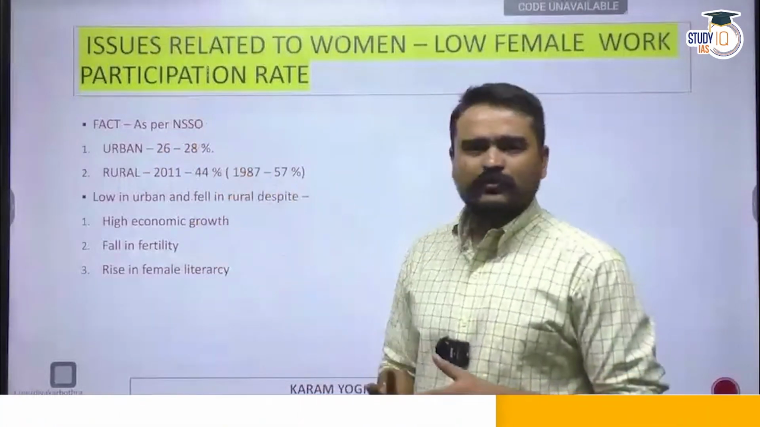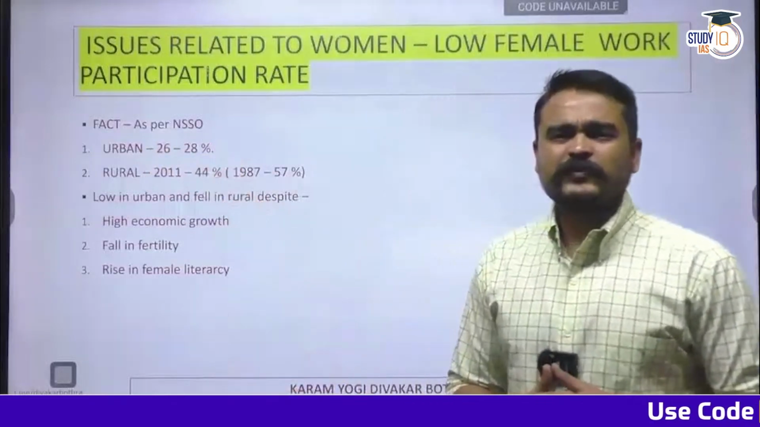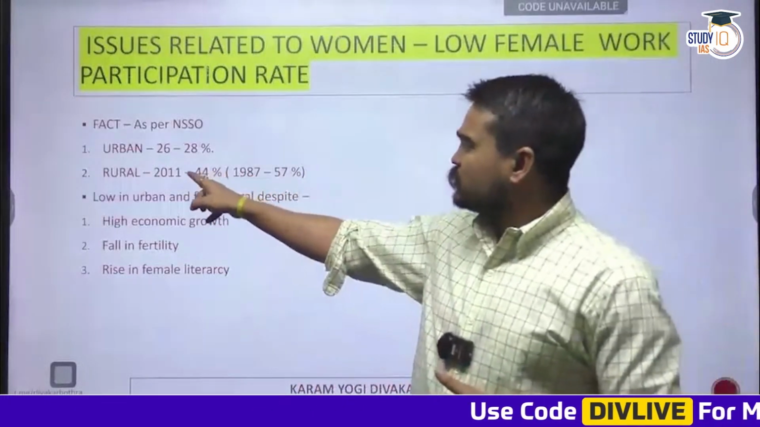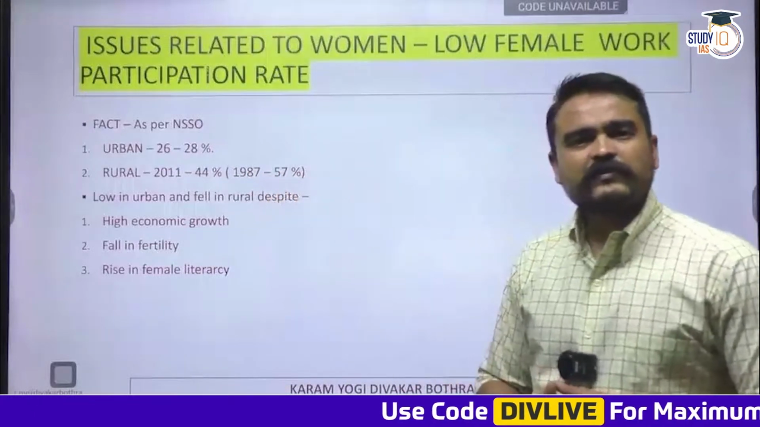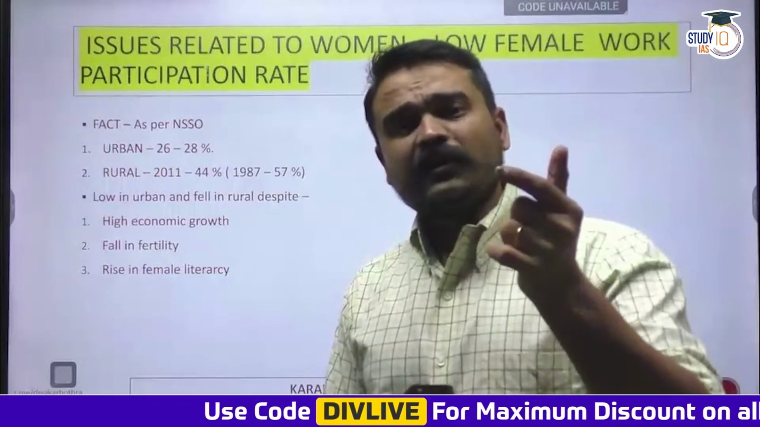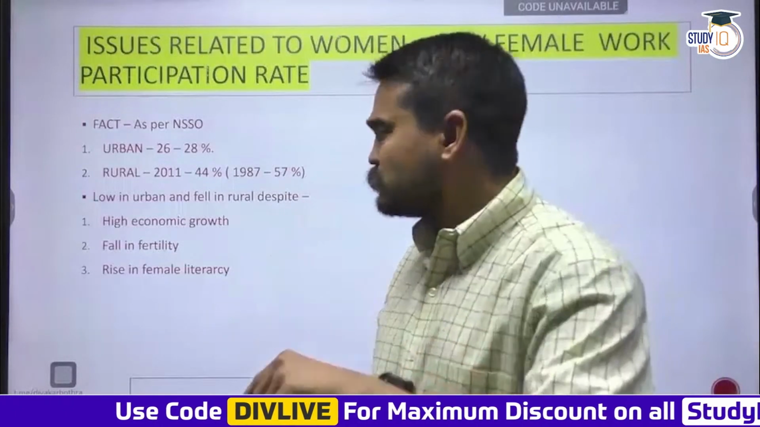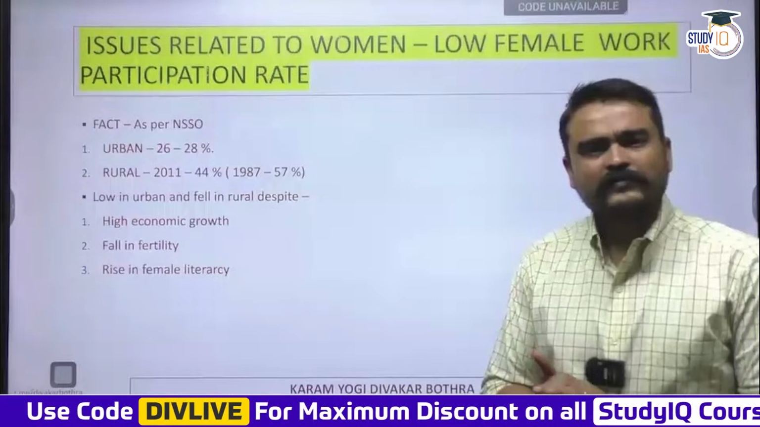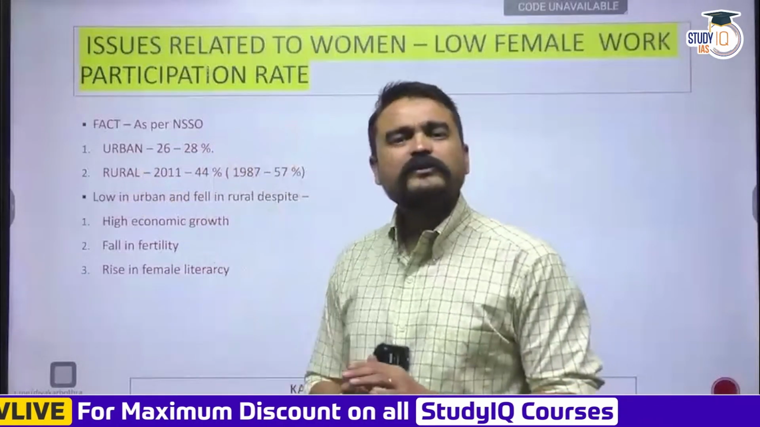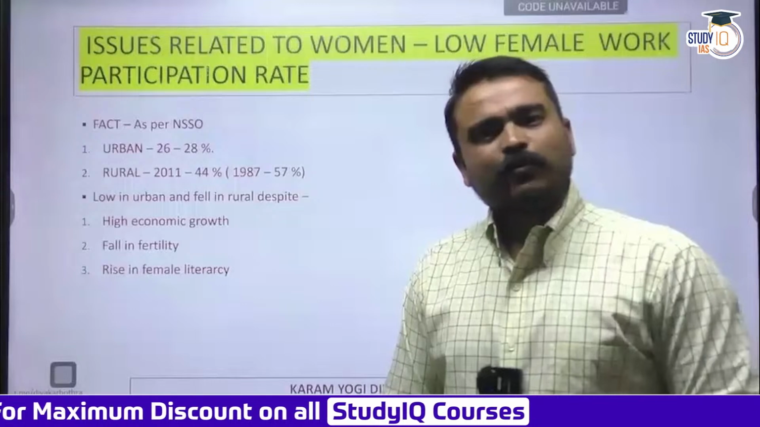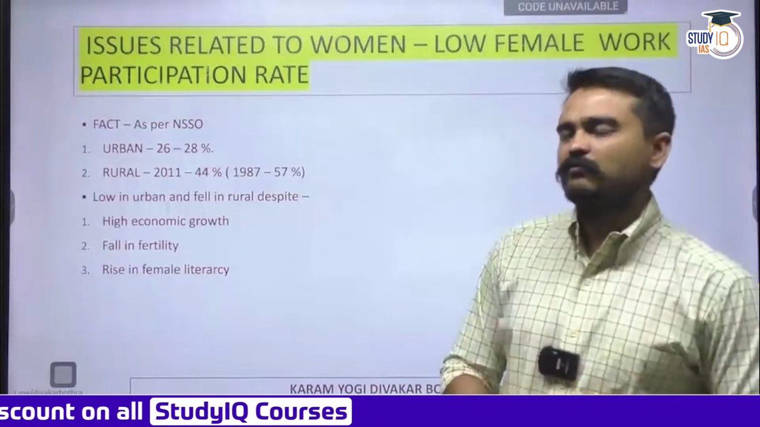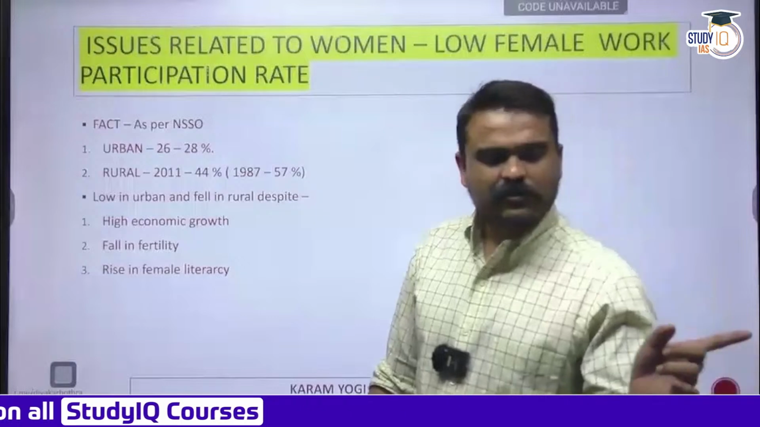Fact: as per NSSO, in urban areas the participation of women in economic activities is 26 to 28%, rural 44%. In 2011 it was 44%, in 1987 it was 57%. What the hell are we seeing here? The participation of women in rural India in economics was much higher in 1987, almost 57%, and 44% in 2011. Why? One primary reason is that when technology entered rural areas, women went back to their homes as technology replaced women.